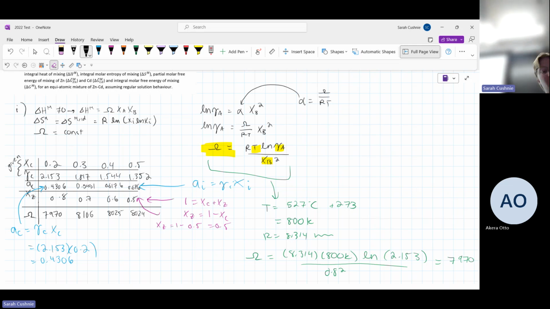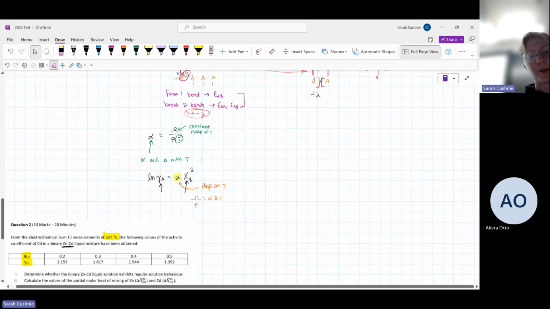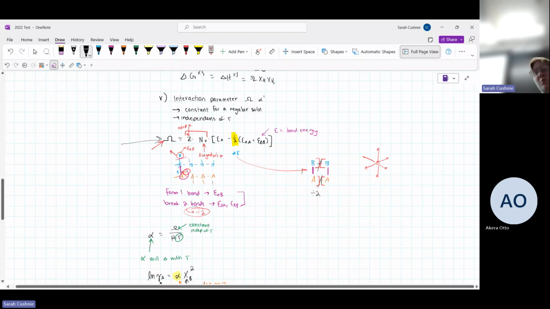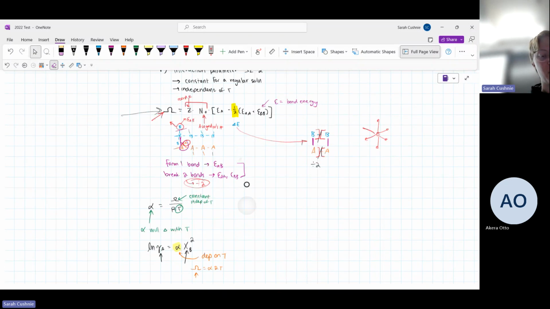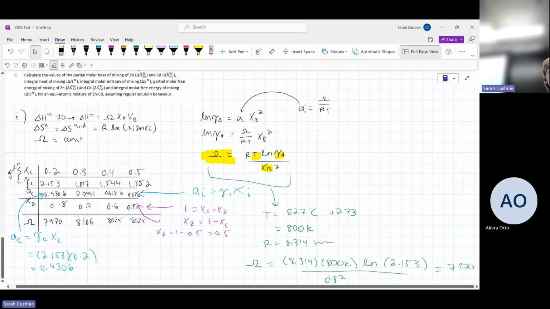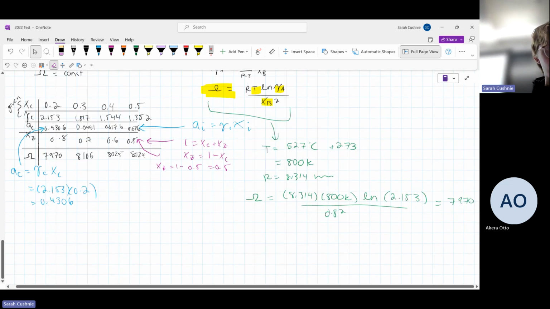And we look at these and we're like, okay, I know that for a regular solution, these are all going to be constant because it's independent of temperature. If you remember the definition for a regular solution parameter, right? We go up here. The only thing it depends on is the bond energies, which isn't going to be changing if we're adding different amounts of each or changing the temperature. And we look at this data and it's not exactly the same, but they're all pretty close. So what we can say is that they're calculated experimentally, so they're not going to be exact. And these are close enough that we can say it is a regular solution.